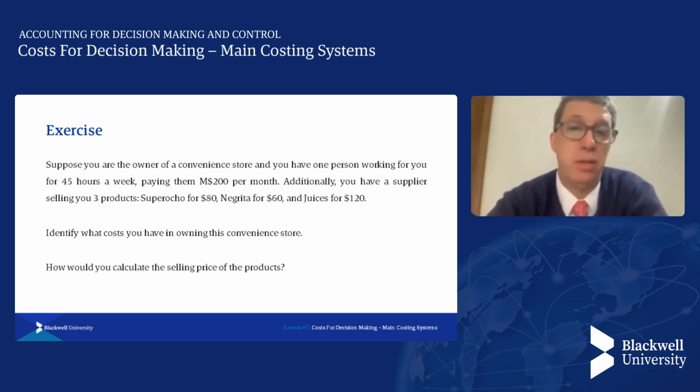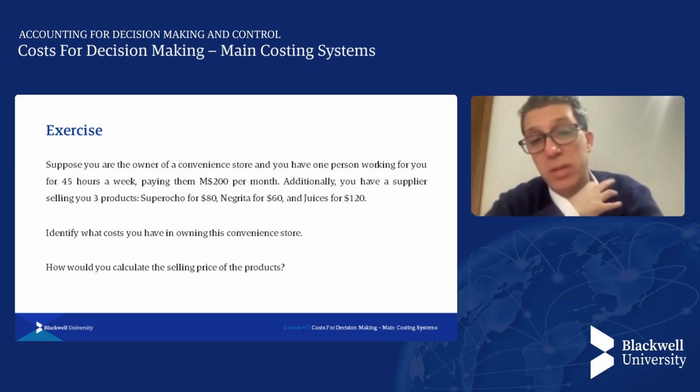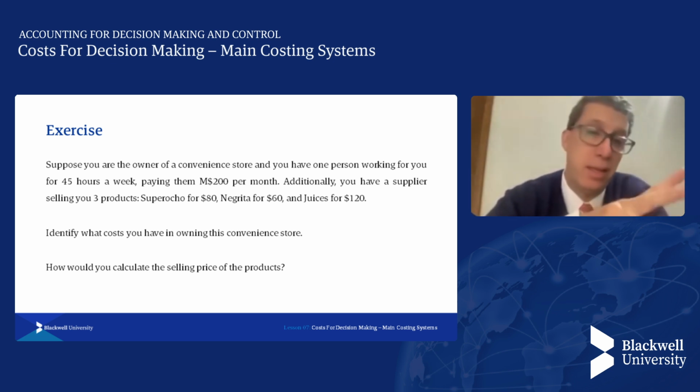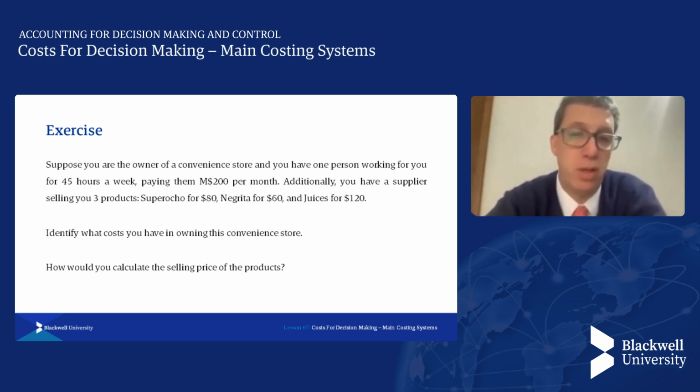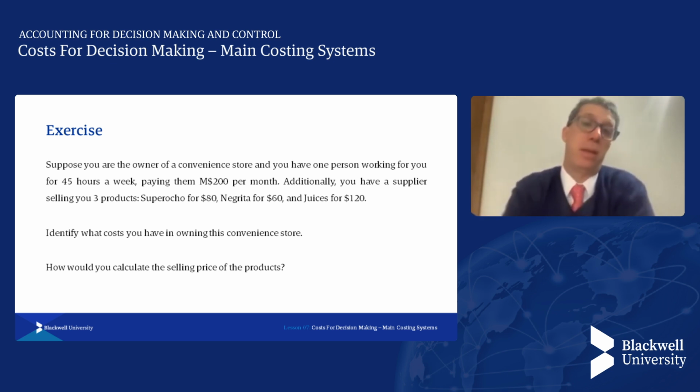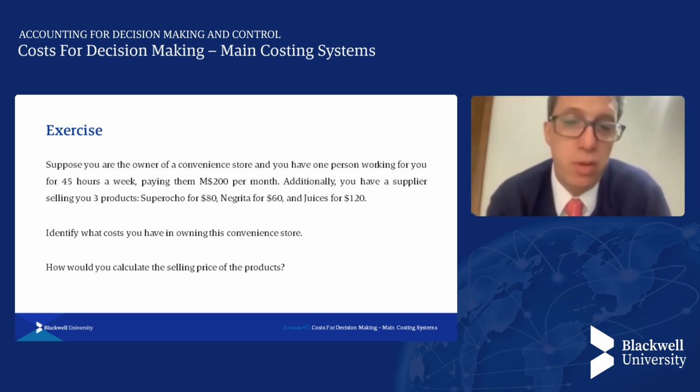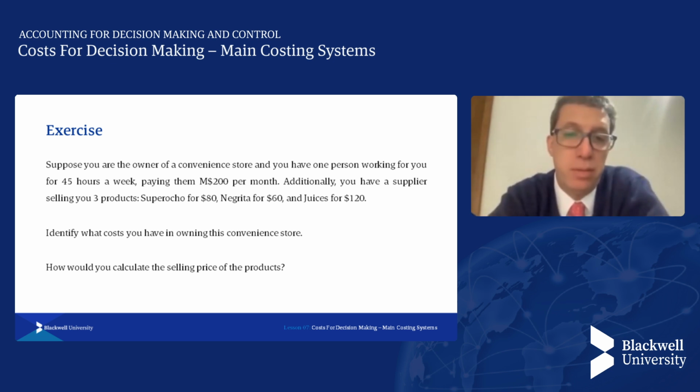In addition, you have a supplier that sells you 3 different products. One for 80, another for 60, for eating, and juices for 120. So, the question is, what costs do we have when owning this convenience store? And how would we calculate the selling price of the products?